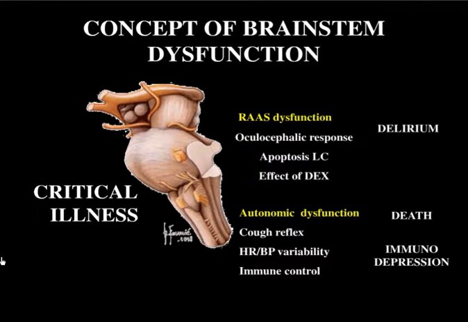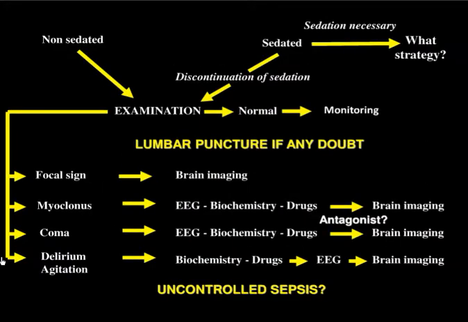So I think that we have arguments for this hypothesis, and we have currently started a project in which we will assess clinically, but also with the help of evoked potentials, the brainstem in all critically ill patients who are either delirious or comatose. So I think that I tried to show you that in non-sedated patients, but also in sedated patients, you have to do a neurological examination, and then upon what you find clinically, you have to decide whether or not to do a brain imaging, an EEG, or to check, of course, the biochemistry disturbances or the effect of drugs.